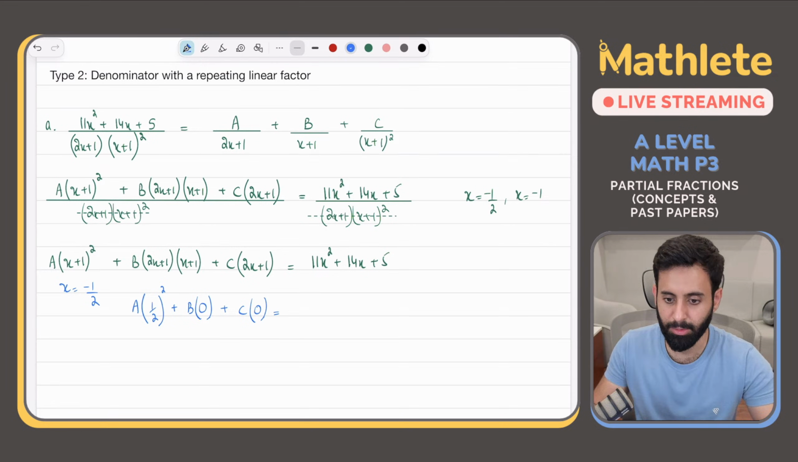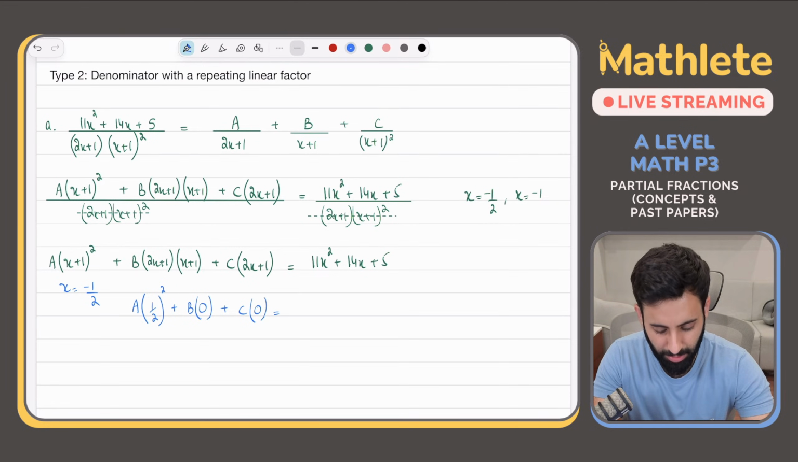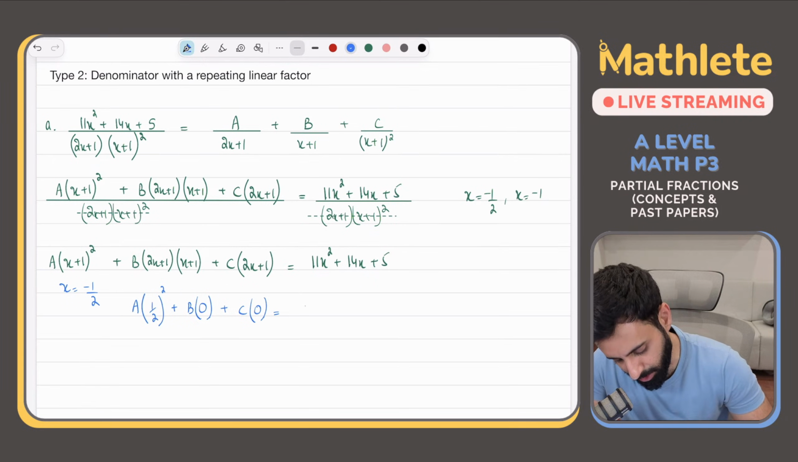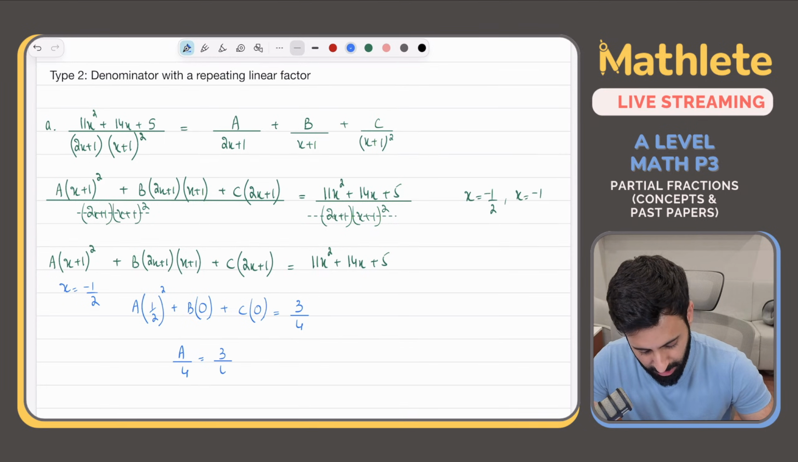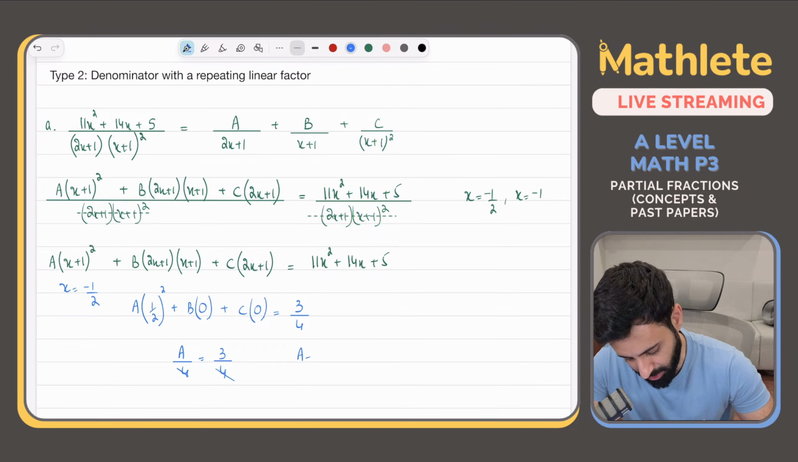And let's see what we have on the right-hand side. On the right-hand side, it's going to be 11 into minus 1 upon 2, close the brackets, take the square of it, plus 14, make a bracket, write minus 1 upon 2, close the bracket, and then plus 5. So we get 3 upon 4 on the right. So that means A upon 4 equals 3 upon 4, which immediately gives us the value of A, and that's equal to 3.